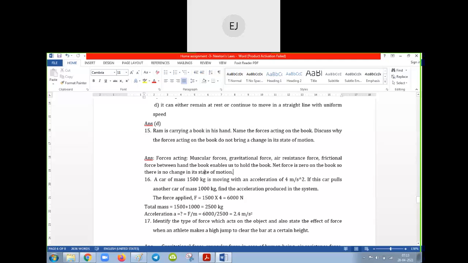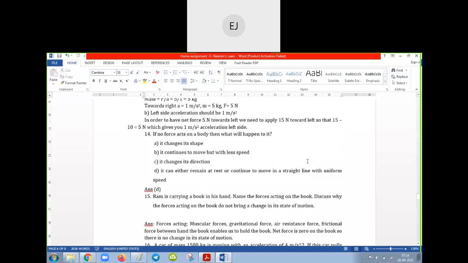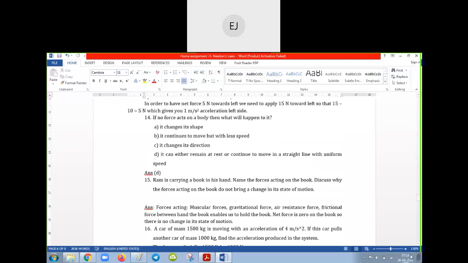Next, a car of mass 1500 kg is moving with an acceleration 4 meter per second square. If this car pulls another car of mass 1000 kg, find the acceleration produced in the system. Please try for this. Try for 2 minutes, and later on we will explain.